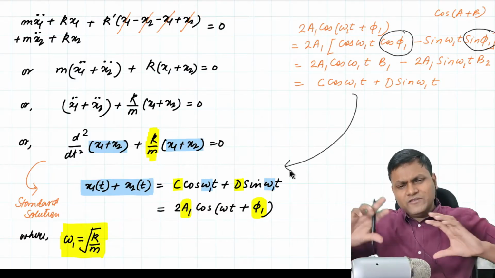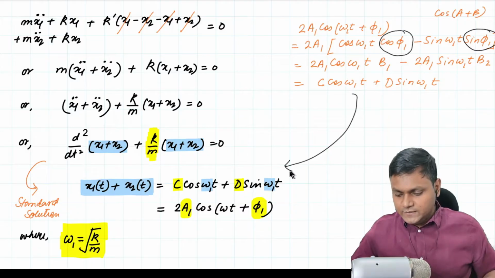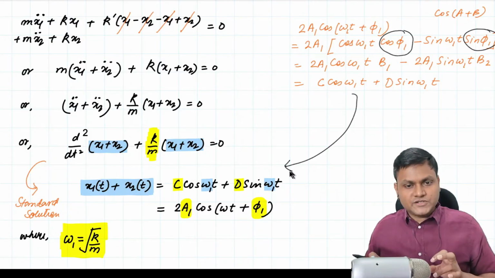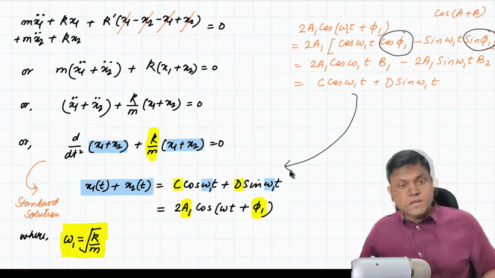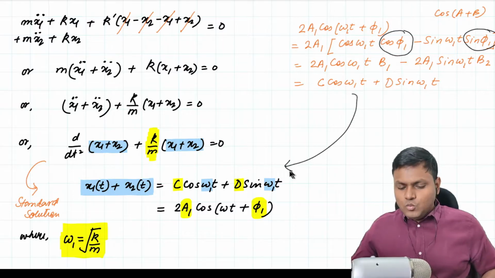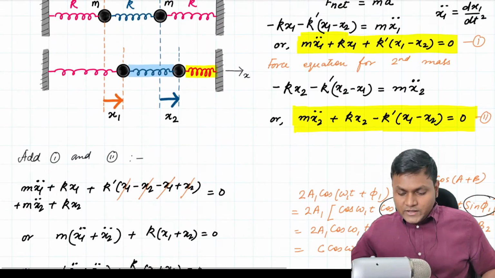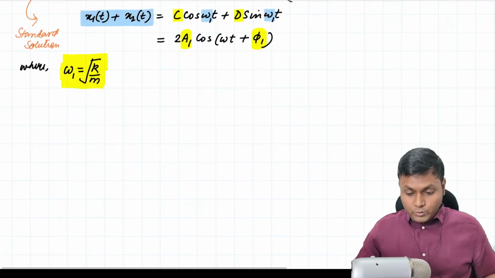And if we want, we can find out the relationships between C, A1 and D, phi 1, but that's not necessary here. The reason I've written both these two expressions is because I may use one of these expressions depending upon what I'm discussing. So we have obtained the solution for x1 plus x2, right? Now let me do one more thing. Here I've added equations 1 and 2. Let me subtract equation number 2 from equation 1 and see what we get.